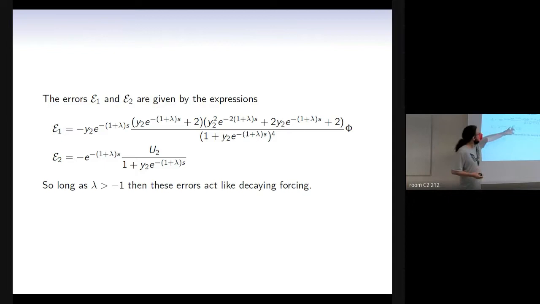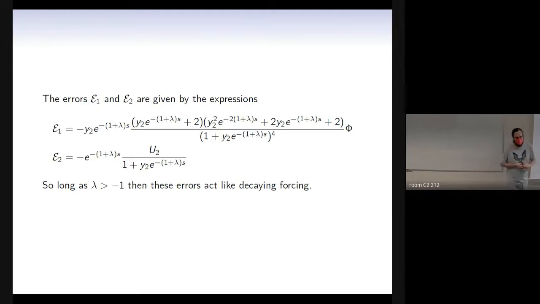Okay, so as long as the candidate solution that I find satisfies this condition, lambda bigger than minus 1, or 1 plus lambda positive, then these two terms are going to be exponentially small, and then one would not expect them to destroy the singular character of the solution. Okay, so this is why I claim that blow up for the 2D Boussinesq implies blow up for 3D.